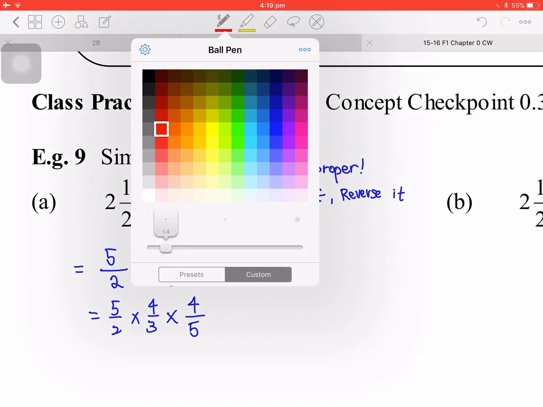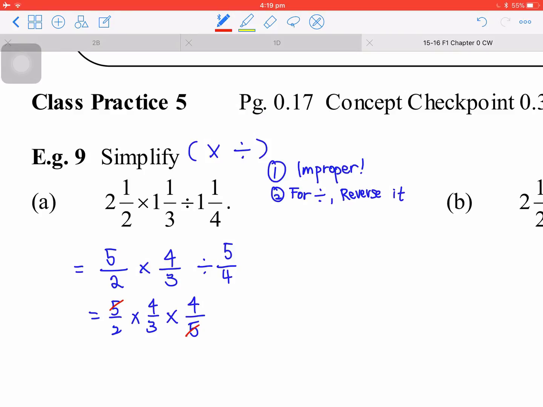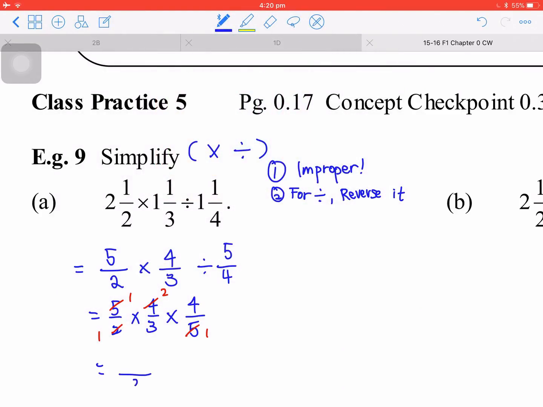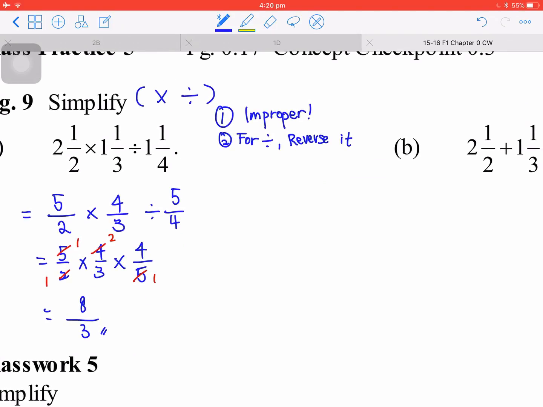and probably I use another color to indicate this one. When you cancel it, 1 remains, 1 remains. Don't put down 0 there, and for 1 here, that is 2, and then at the end, what you have will be 3 as the denominator, and then for the numerator, that will be 8. So the answer will be 8 thirds, or 8 over 3.